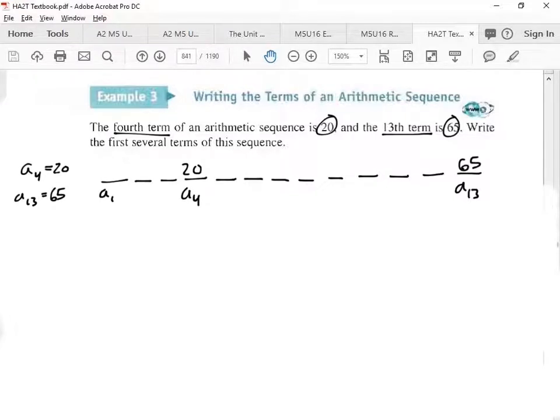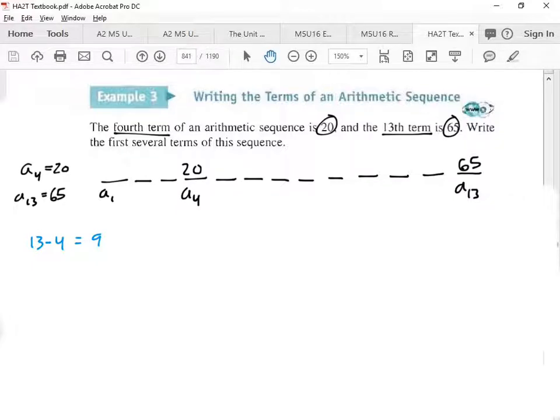And so the big question that you should be thinking of right now is how many times do we add the common difference to get to that term? How many times do we have to add the common difference to get to 65 from 20? You got 9? Yes, and the way you would find that is by just going 13 minus 4 or writing it out like I did and counting it. So there's 9 times we have to add the common difference, 1, 2, 3, 4, 5, 6, 7, 8, 9 times to get to 65, which is an important number.